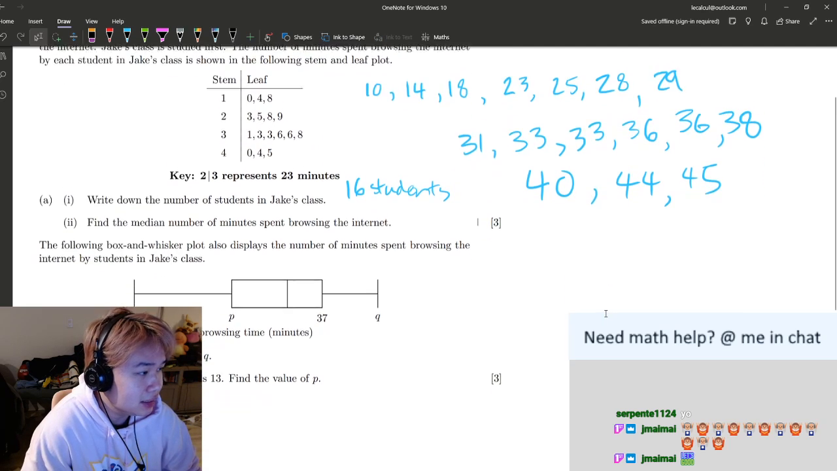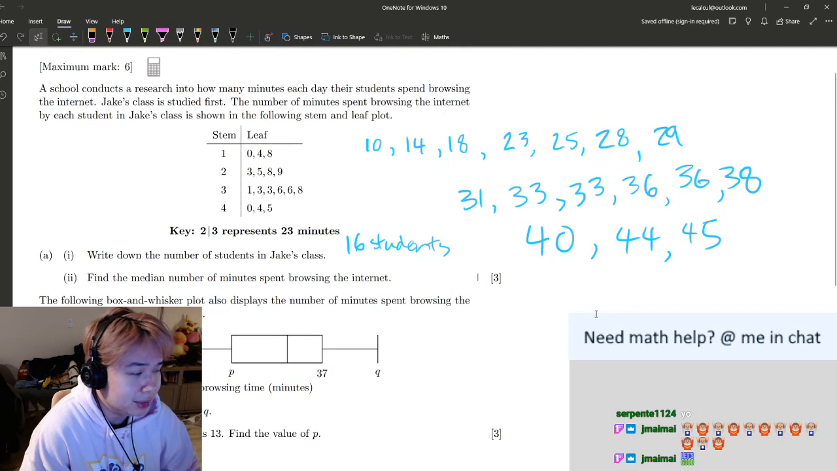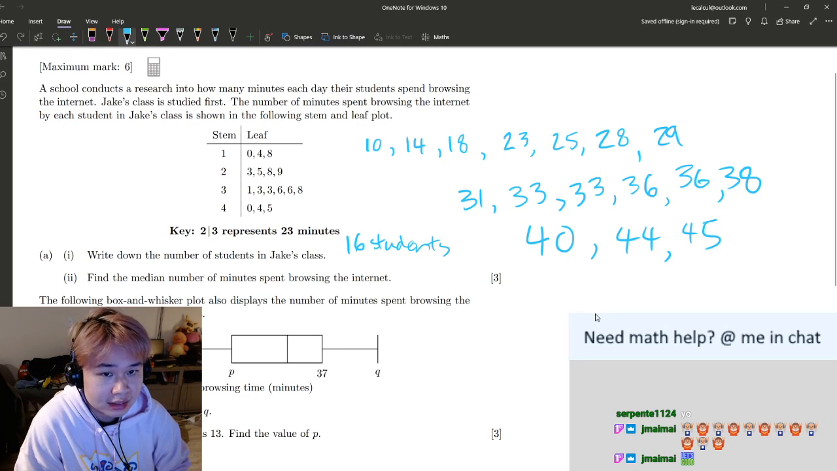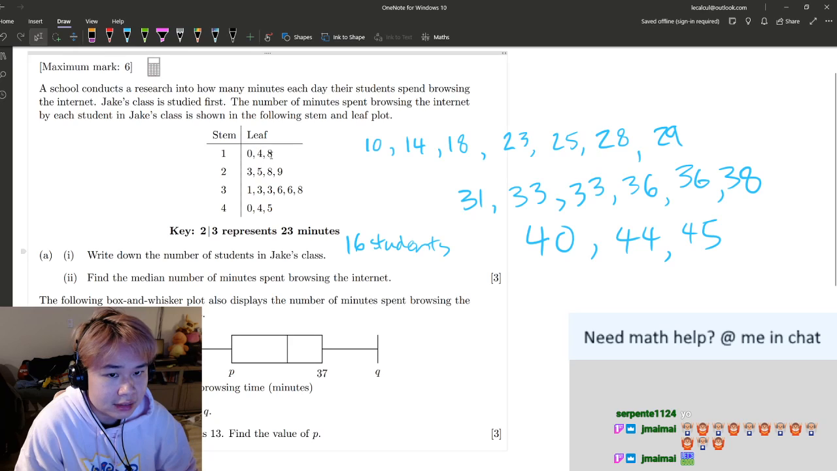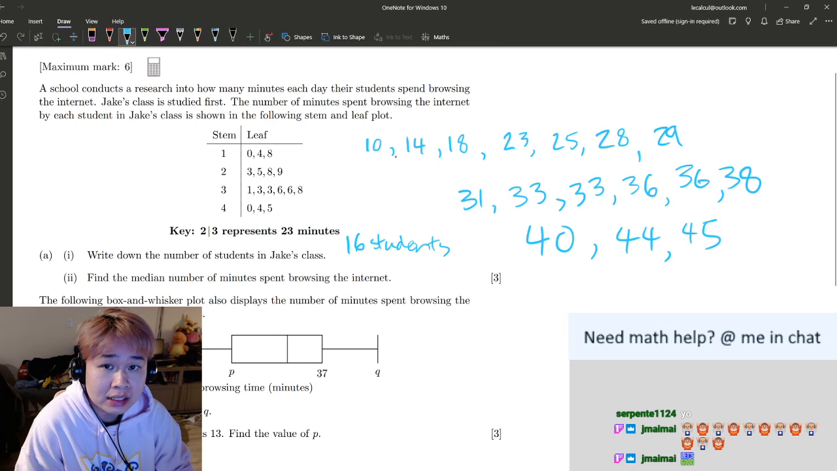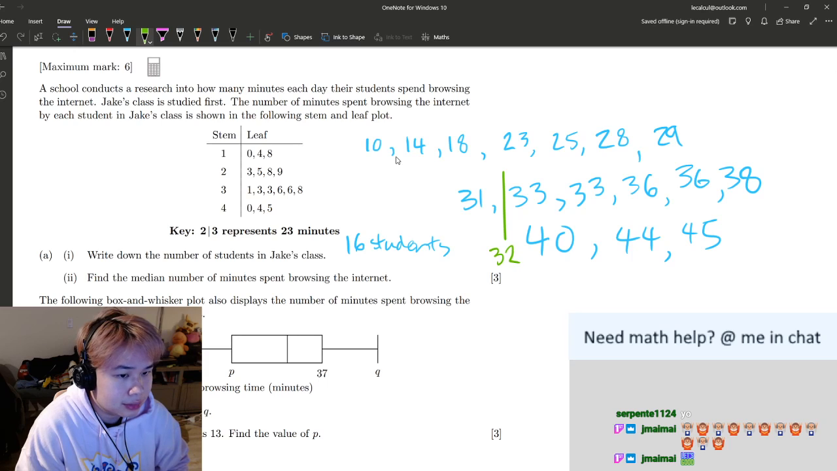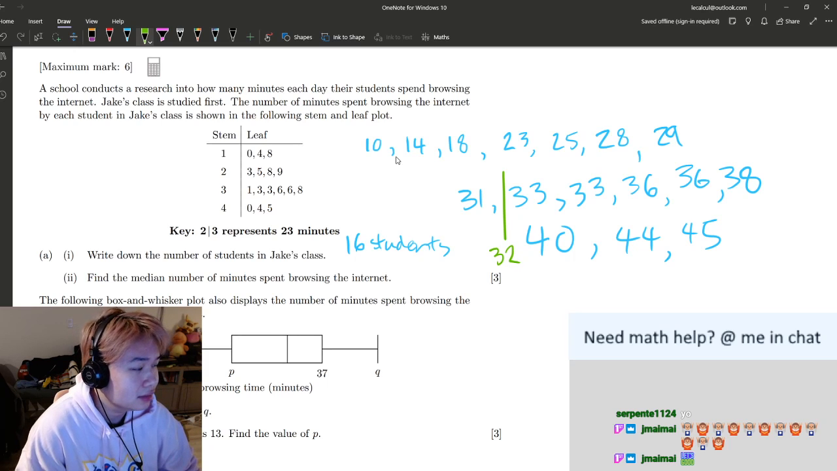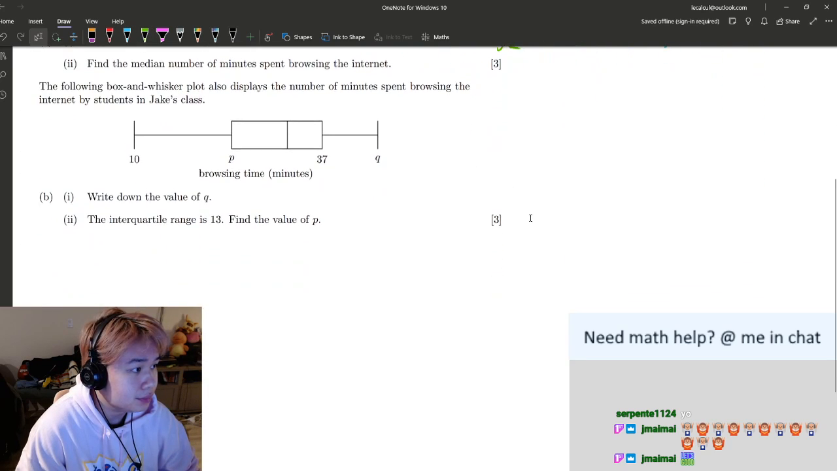Okay, if there's 16 students, then the median is in between the 8th and 9th student. So let's see, 1, 2, 3, 4, 5, 6, 7, 8. So right here is the median, which is 32. My bad. Okay.